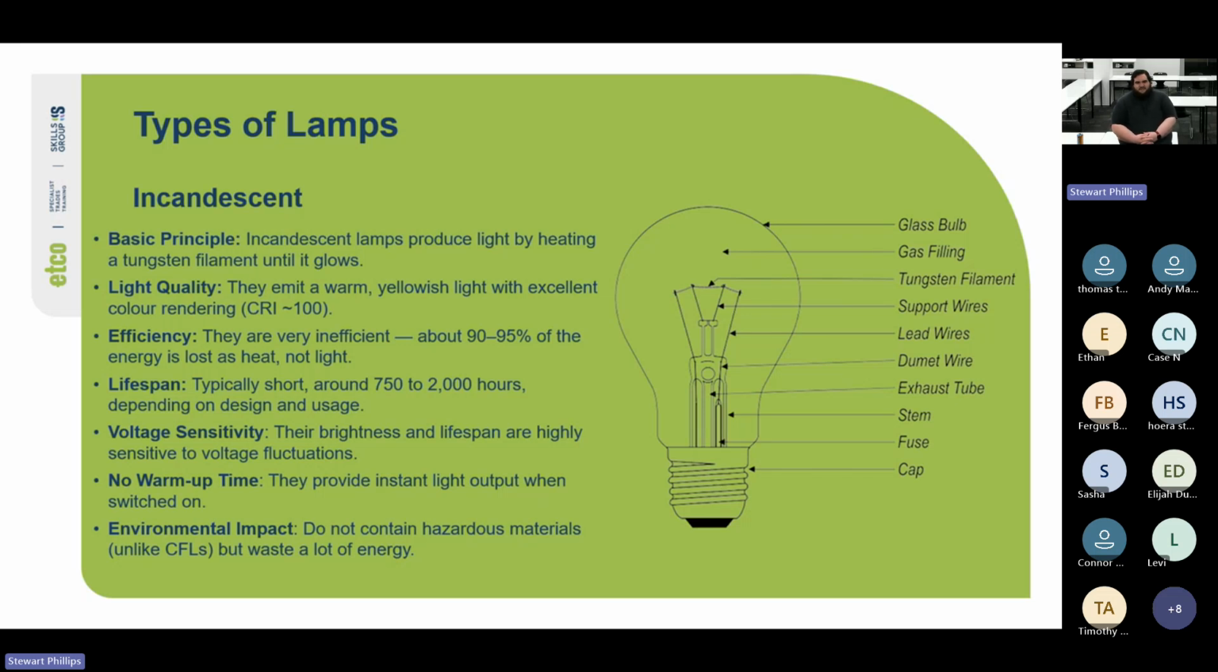So the more often you run it, the hotter it'll get, the shorter the lifespan. Voltage sensitivity: the brightness and lifespan are highly sensitive to voltage fluctuations, but they will still work on lowered voltages. So if you drop from 230 to say 180 volts at the house, these lights will still work. They'll be dim, but they will still work. That is one of their only advantages over LED. They will work when the voltage drops.